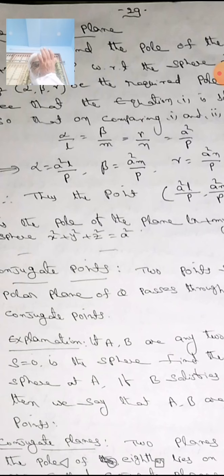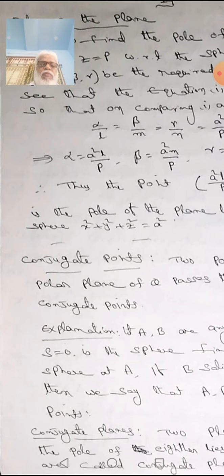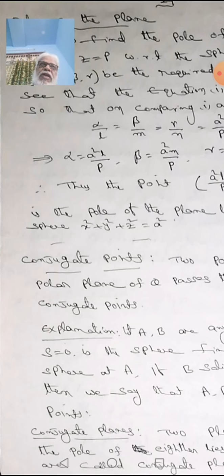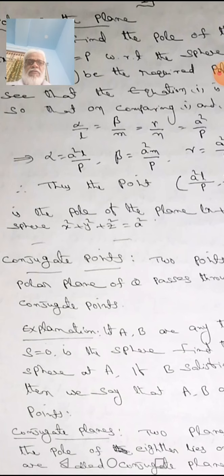Suppose they give 2 planes, L1 is equal to 0, L2 is equal to 0, and a sphere equation, and you have to show that L1, L2 are conjugate planes. What can we do? First we find the pole for any one plane, either L1 is equal to 0 or L2 is equal to 0.